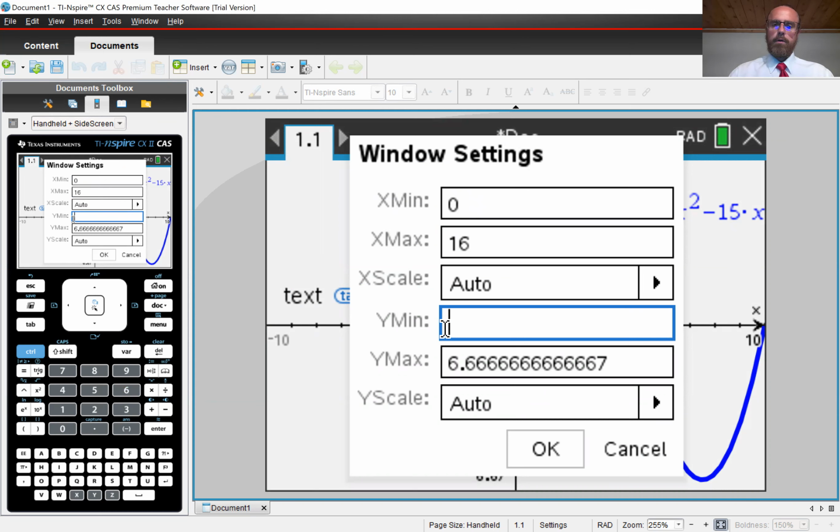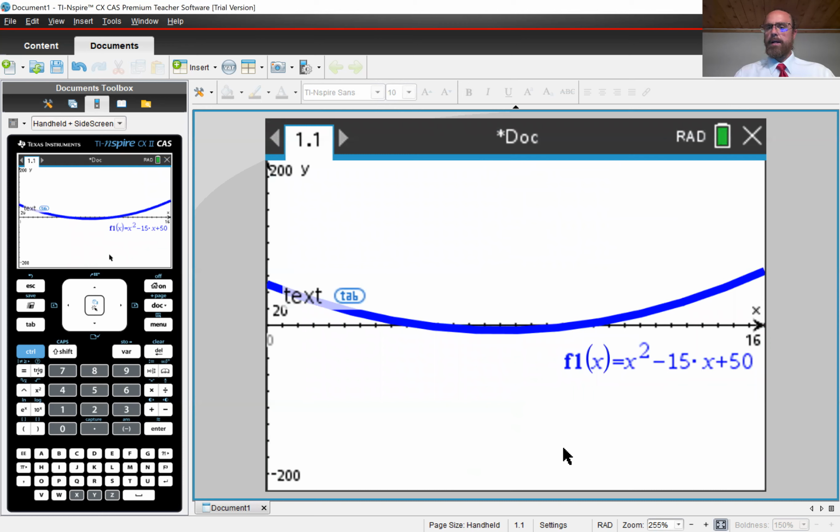We'll go for a Y minimum of negative 200 and then a Y max of positive 200. We'll see how that gives our graph. So that kind of gives us a more elongated view, and the parabola is much more flat, but we can still see the quadratic nature.